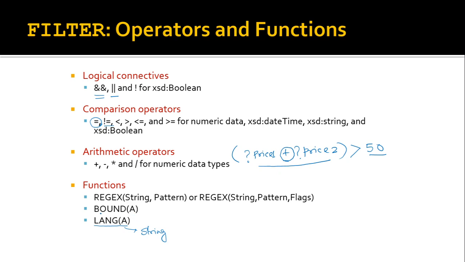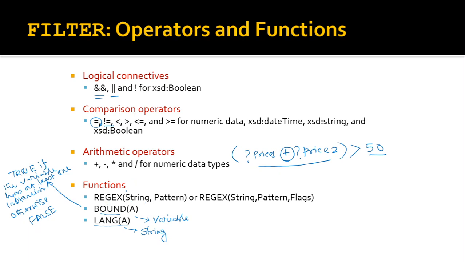Now, what does bound do? Bound takes as argument one variable. So the argument to this bound function is a variable. And what does it return? It returns true if the variable has at least one instantiation, and otherwise it returns false. Otherwise false, right?